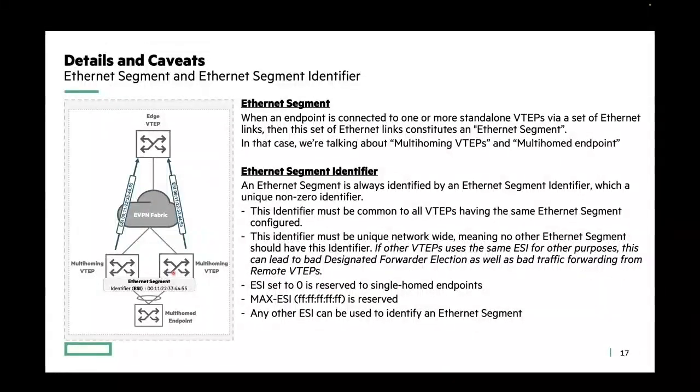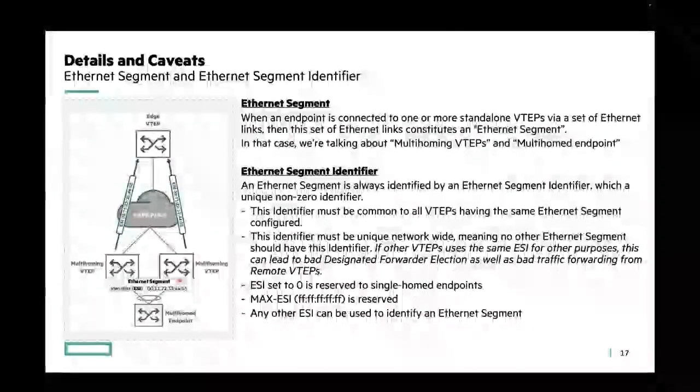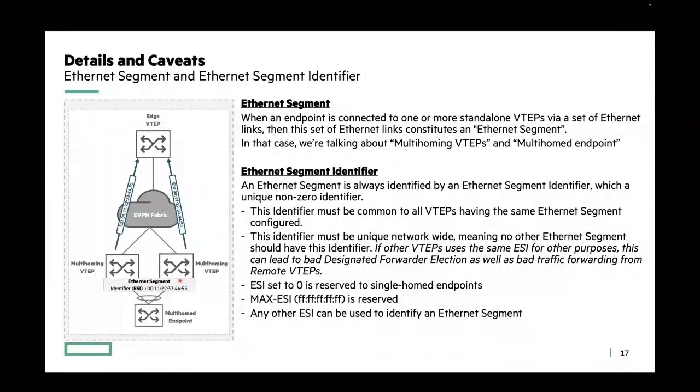But for many purposes, we need to give an identifier to that Ethernet segment. That's the role of the Ethernet segment identifier, or ESI. That identifier, which must be a unique non-zero identifier, must be common to all VTEPs sharing the same Ethernet segment. And the fact that it must be unique is very important to prevent any issue on the traffic forward.